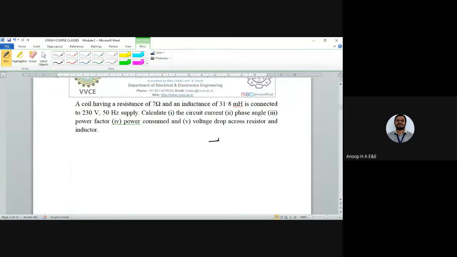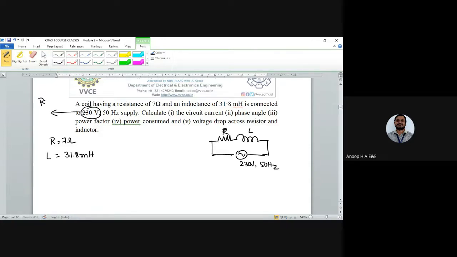It's a coil, a series RL representation, and we are going to have R and L. The value of resistance is R equal to 7 ohm, and L is equal to 31.8 millihenry, and it is connected to a 230 volt, 50 hertz supply. One thing you have to remember, this 230 volt is called the RMS value.